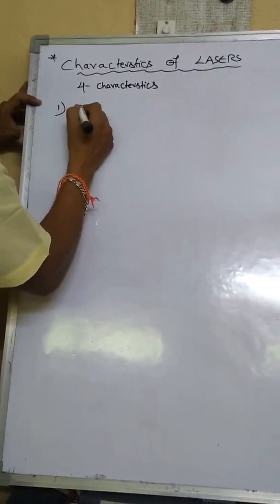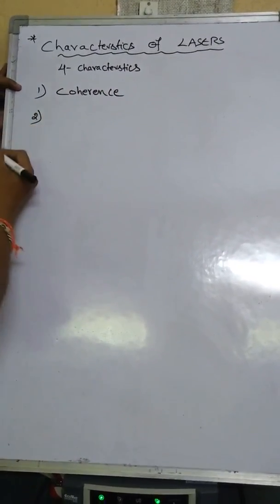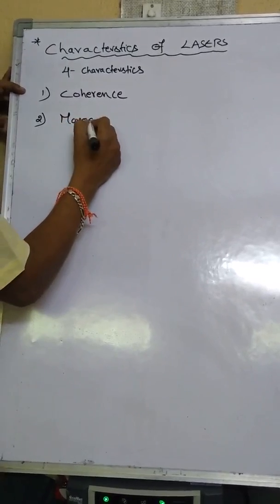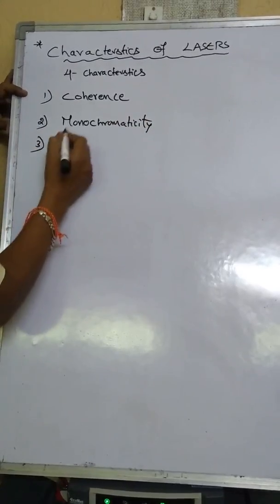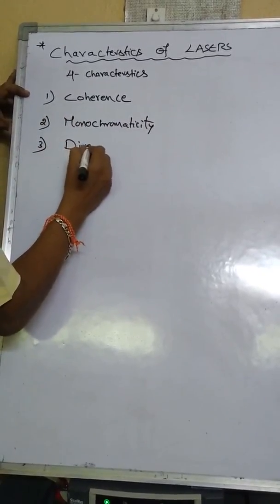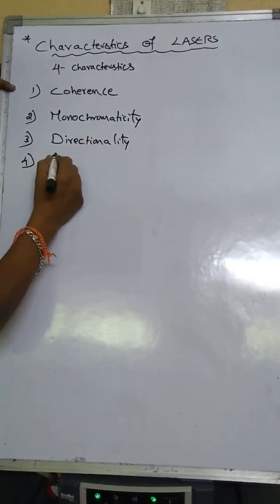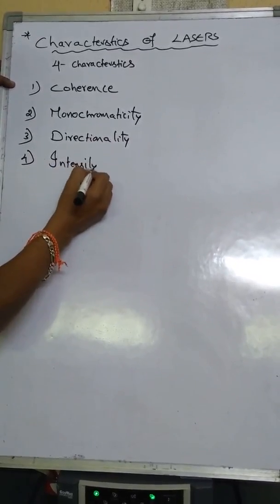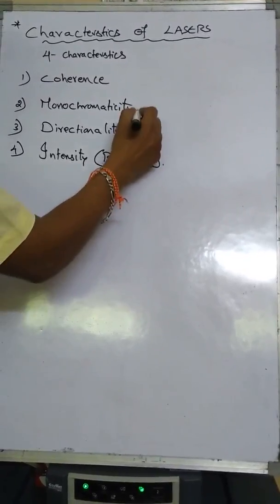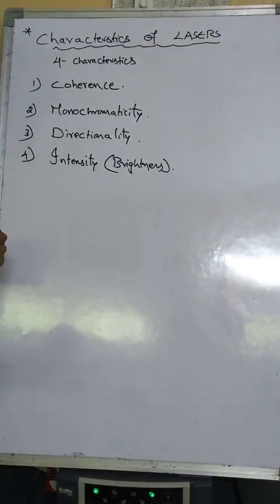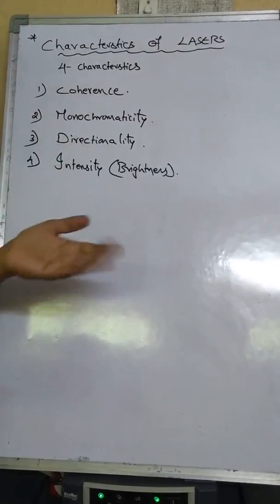And the first point is very important. That is called as a coherence. And the second characteristic is known as monochromaticity. And the third one is directionality. And the fourth one is intensity, or also called as a high brightness. So these 4 main important characteristics made the laser most applicable in the engineering and technology.